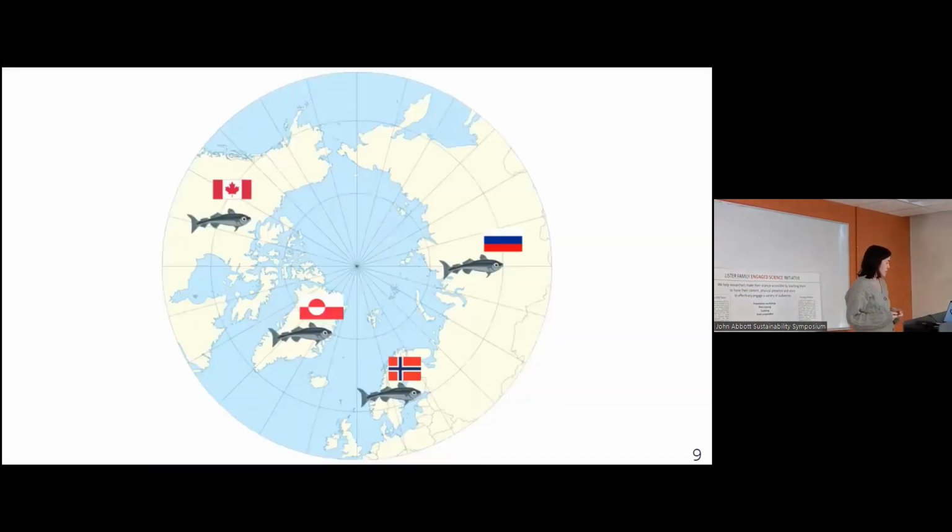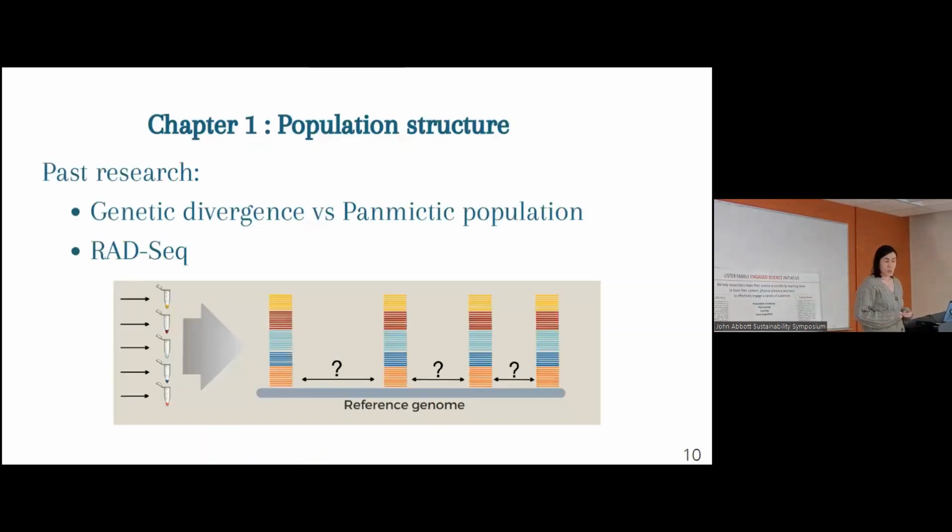So for my project, I have samples from Canada, from Greenland, from Norway, and from Russia. The idea is to compare the DNA of all of those four groups and see how similar or how different they are. It's quite exciting because it has never been done before at such a broad scale. So we'll have a very good idea of what's going on with the population structure of this fish across the whole Arctic Ocean.